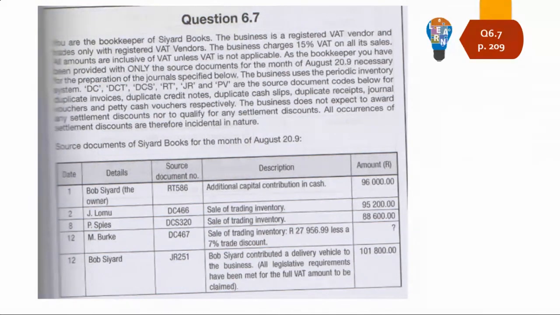Okay, so let's quickly read through the information and then we can complete the Excel file of the specific information. Okay, so you are the bookkeeper of Ziyad Books. The business is a registered VAT vendor and trades only with registered vendors. The business charges 15% VAT on its sales, and all amounts are inclusive of VAT unless VAT is not applicable. Okay, so everything is inclusive of VAT unless otherwise stated, and VAT is 15%. As the bookkeeper, you have been provided with only the source documents for the month of August necessary for the preparation of the journals. The business uses the periodic inventory system.